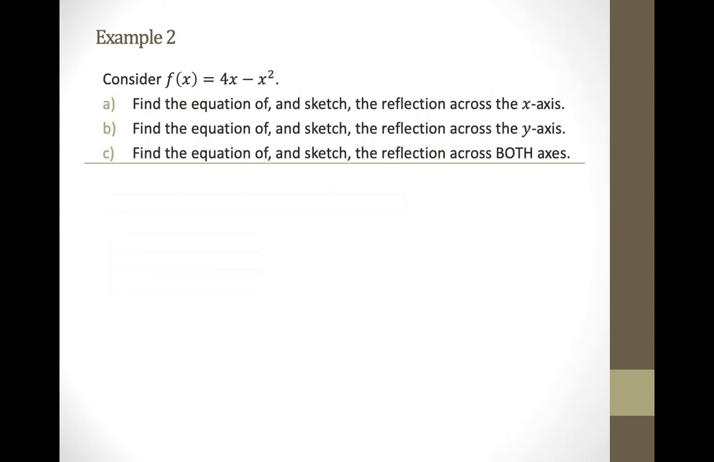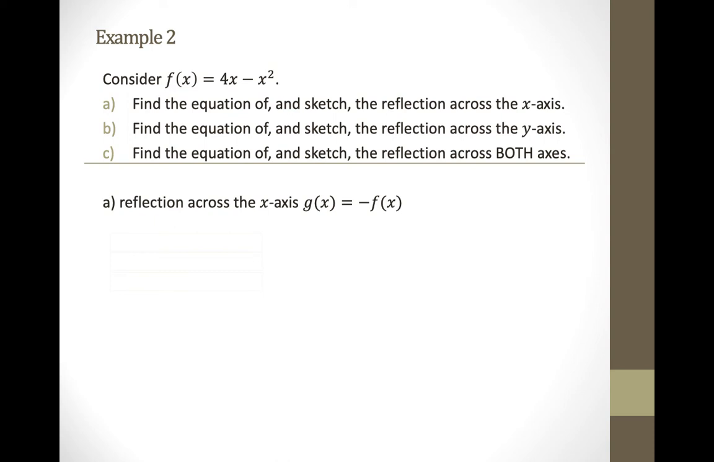Example 2. Consider this different function, f of x equals 4x minus x squared. And this time find the equation of and sketch the reflection across the x-axis first. Then find the equation of and sketch the reflection across the y-axis. And then we're going to do a double whammy and do both. All right, batter up. We are going to look at the reflection across the x-axis first. I'll call it g of x. So that means because we're going across the x-axis, we're multiplying the whole function by negative 1. We're turning it upside down.